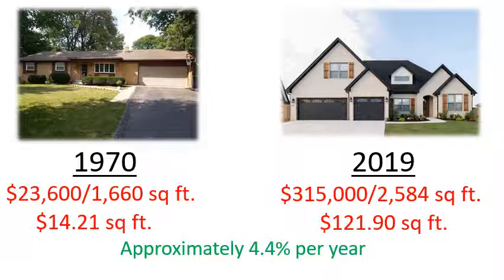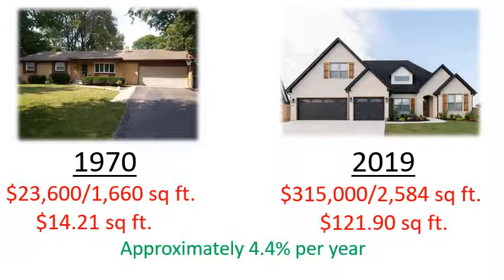Okay, so if we compare $14.21 to $121.90, 50 years later in 2019, we come up with an inflation rate of 4.4% per year. So on average, houses have increased in value by about 4.4% each year.